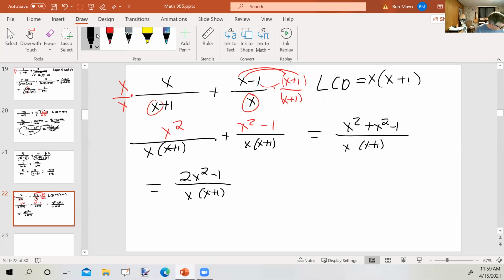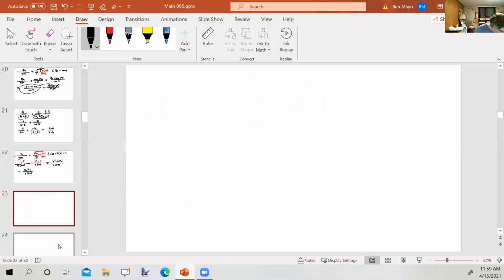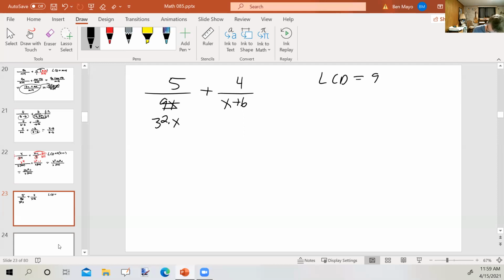All right, let's take a look at another one. We've got 5 over 9x plus 4 over x plus 6. Factoring the first denominator, you'd have 3 squared times x. And the second denominator is still just going to be x plus 6. In the second denominator, the x isn't a factor, the 6 isn't a factor, just the whole thing. So my LCD is going to be basically 9x times x plus 6.